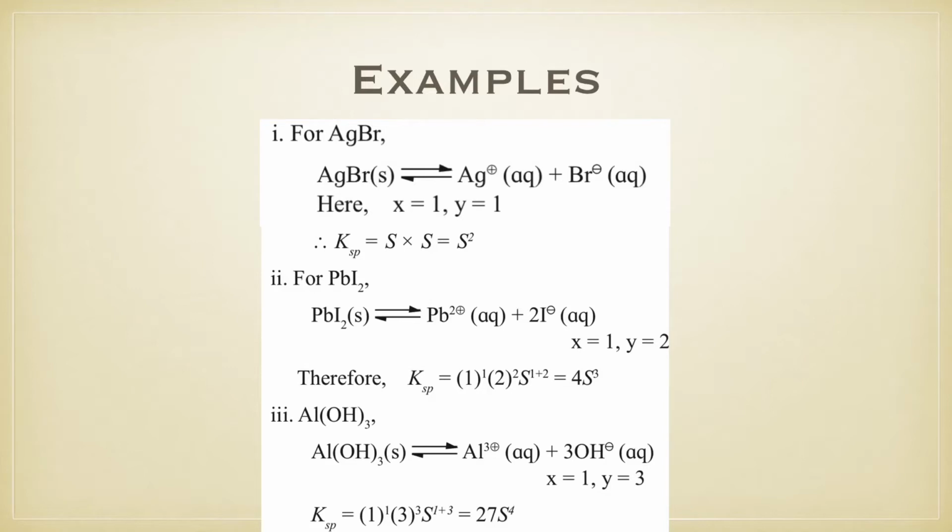Now next, for aluminium hydroxide. Aluminium hydroxide, again it will dissociate into aluminium, that means Al3+ plus, there are 3 molecules of OH, so it will be 3OH-. So X will be equal to 1 in this case and Y will be equal to 3. So by applying the formula, it will be X raised to X dot Y raised to Y dot S raised to X plus Y. So over here X is 1, so 1 raised to 1 is 1, 3 raised to 3, it will be what? 3 into 3 into 3, so it is 27.